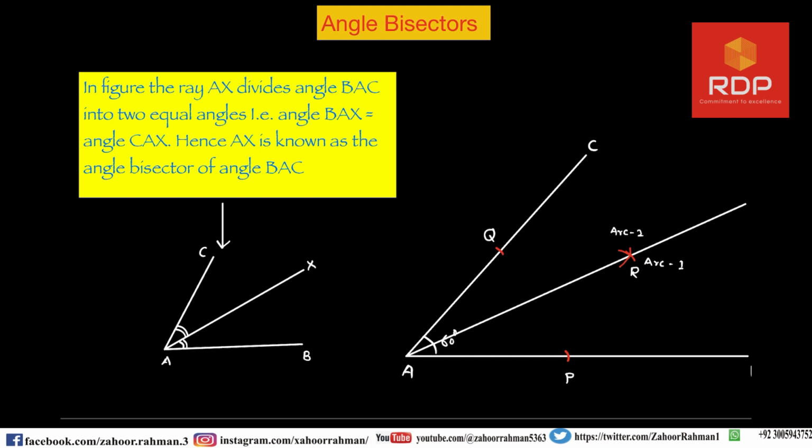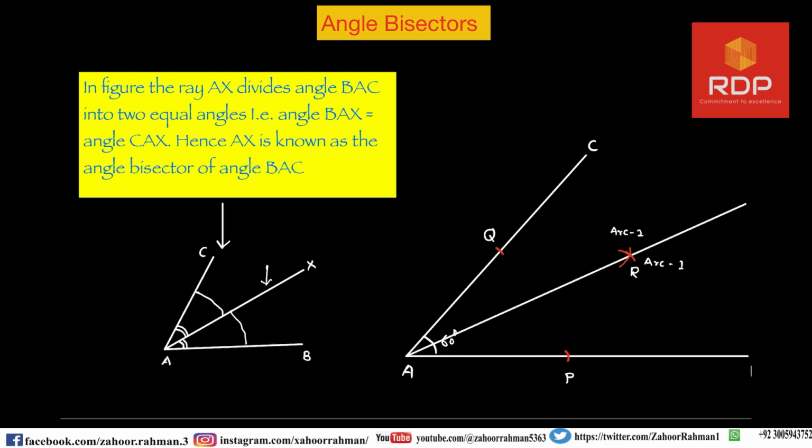Here I am saying in the figure the ray AX, which is this one, divides angle BAC into two equal angles. That is, angle BAX is equal to angle CAX. This BAX is this angle and CAX is this angle. Hence, AX is known as the angle bisector of angle BAC.